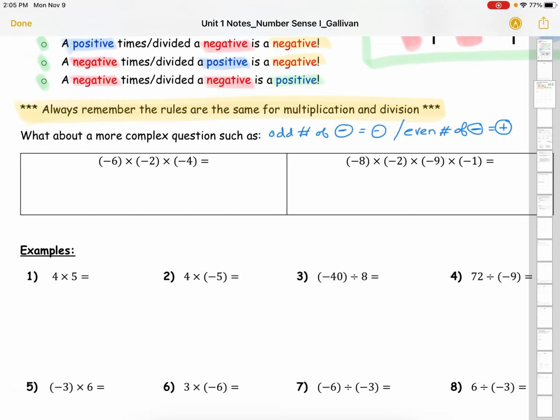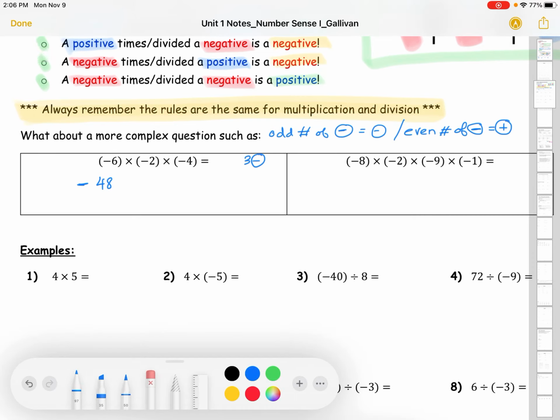So let's look at these ones here. If I have -6 times -2 times -4, I have 3 negative signs, right? So it's going to be a negative answer, which 6 times 2 is 12 times 4 is 48. Now you can break that up as well. I could go bit by bit. So let's actually do that.